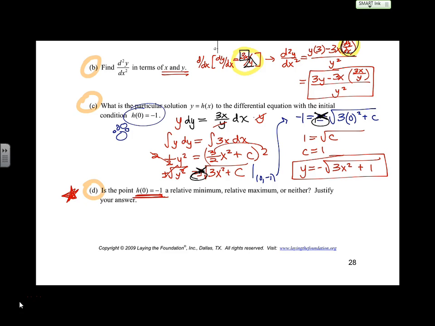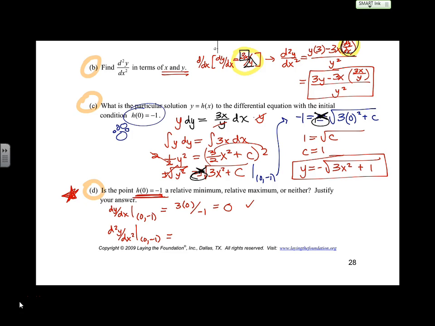Second derivative test says if dy dx at the point is 0, then check the sign of the second derivative at the point. And given those two clues, I can make a conclusion. So if I plug in 0, negative 1 to the first derivative, is it 3x over y? Yeah, 3x over y equals 0. Hey, it's a critical number. Check.